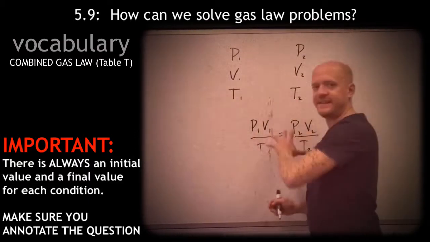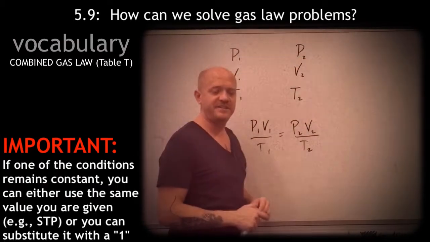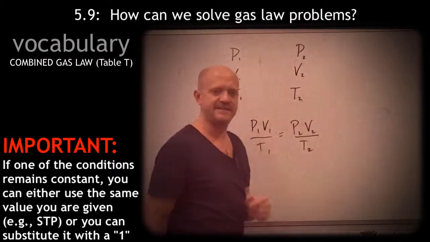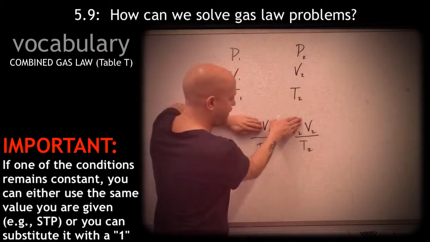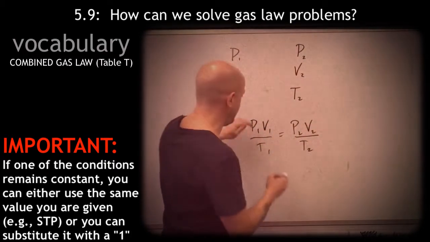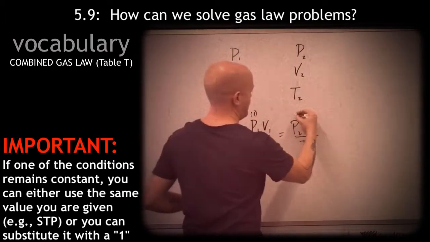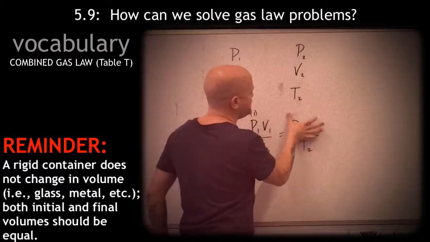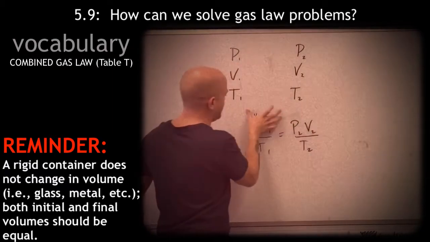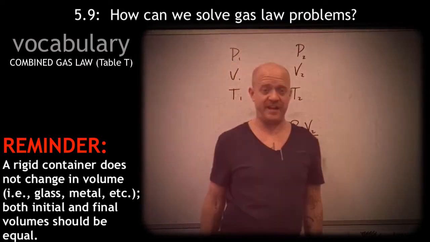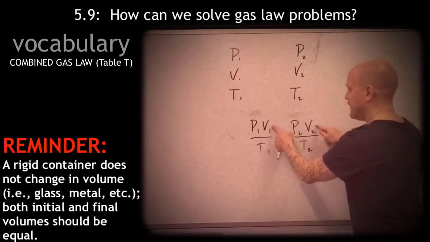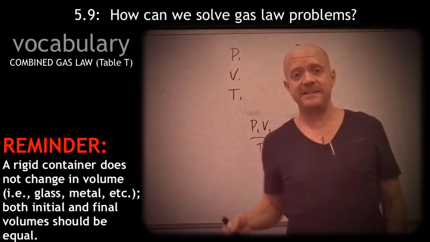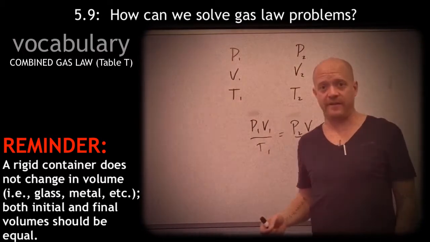Before I go into the details, one thing you want to pay attention to is if it tells you that the pressure remains constant, then you can avoid calculating pressure. Or you can put a 1 here and a 1 here. If they tell you that the container is a rigid container, all that means is the volume doesn't change. So whatever you put for the first one, you also put for the second one. I like to put 1s in here because it makes it easier to calculate.